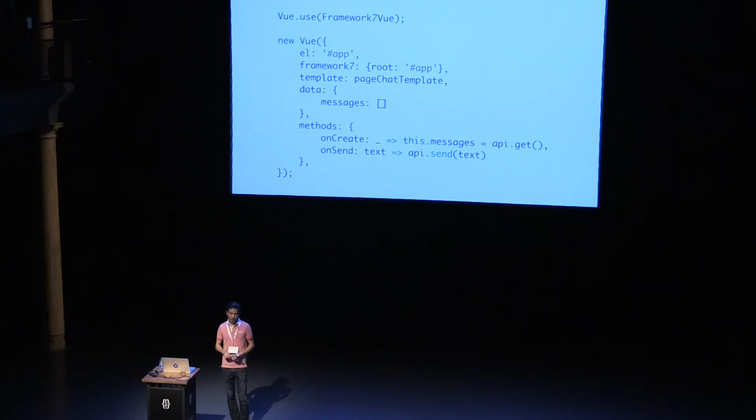Then we have 2 methods defined. One is the onCreate method. This one comes from Vue.js, and it's basically very similar to componentDidMount from React. So it gets called when your component has been created. And onSend is just an event listener that gets called when the user clicks the send button in your chat application. And yeah, that's it. That's all you have to do for creating such a view.